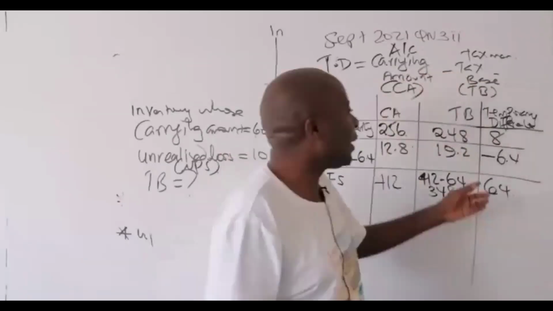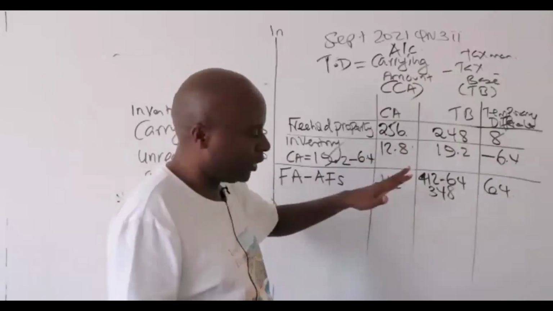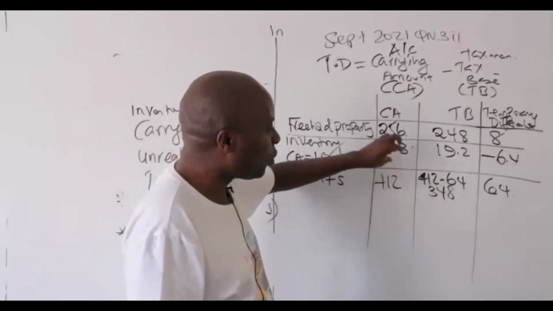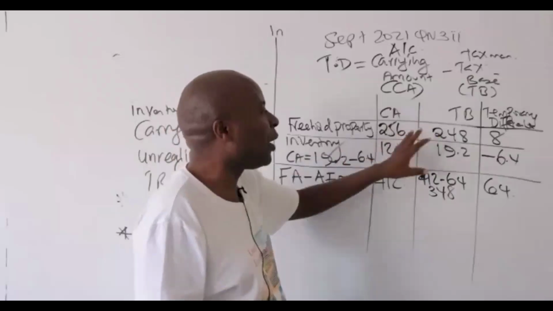That's what we did here. You see here the unrealized loss was 6.4. Although the language was quite different, the unrealized loss here was 6.4. Once you give me this, to be able to get the tax base, then I will add the unrealized loss.